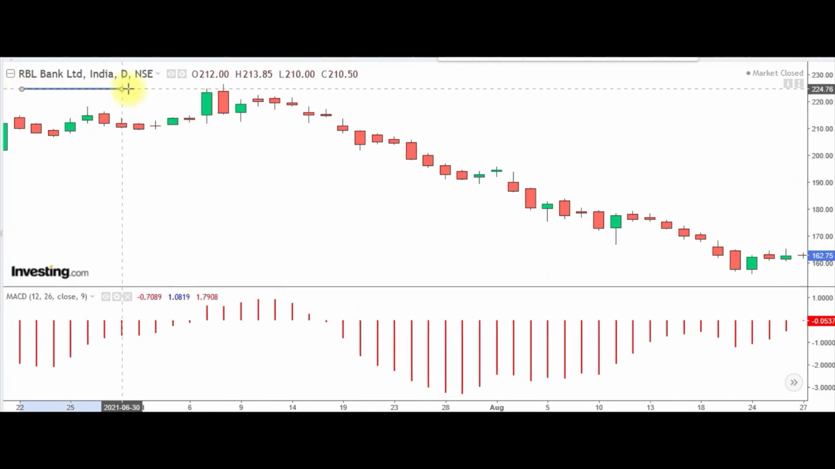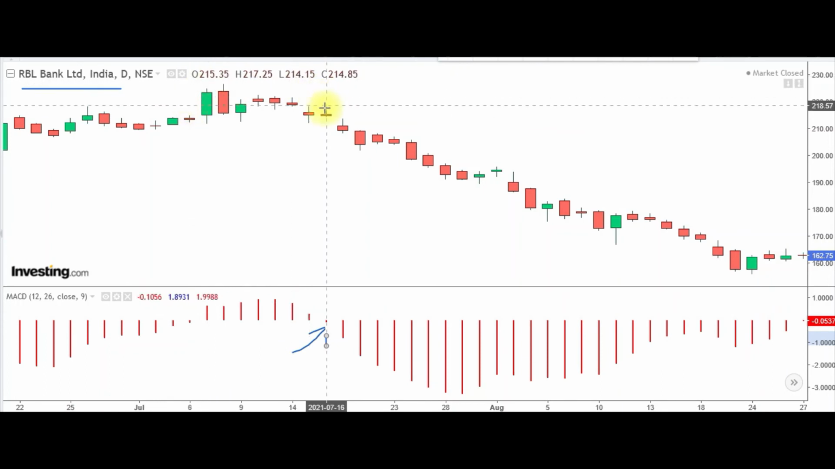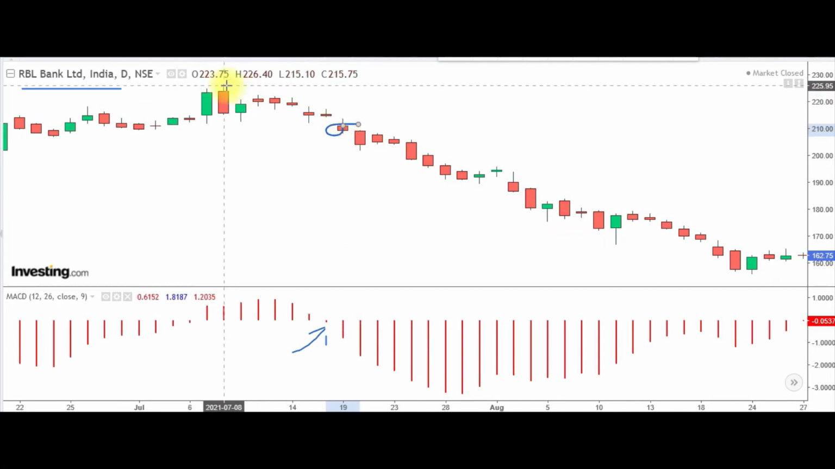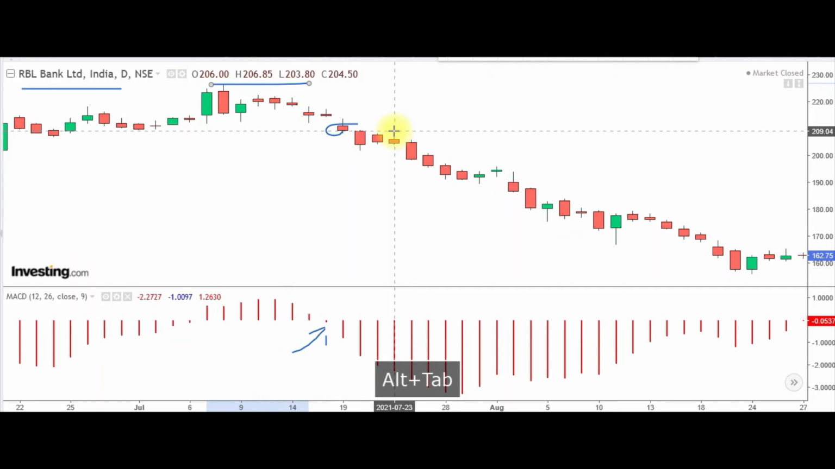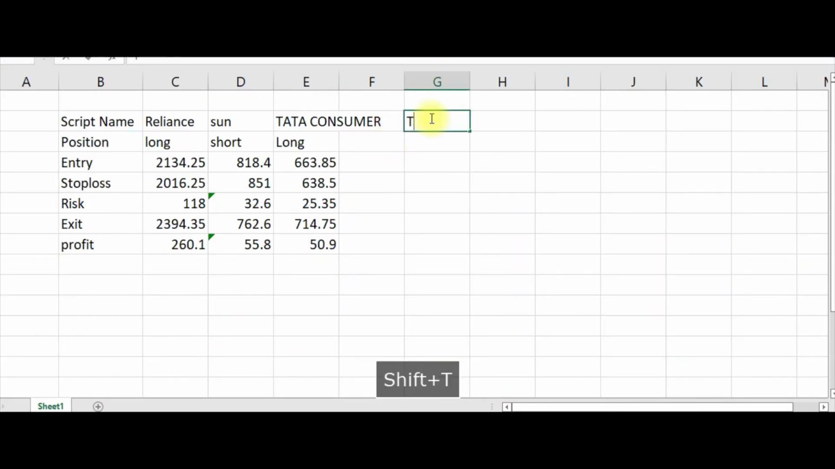Now this is a daily chart of Ratnakar Bank, and as you can see here, this was the first line or the first bar of the histogram below zero. So assuming that you entered at this particular candle and the stop loss was this swing high, and you carried your position here, and since it was making a lower high and a lower low, you kept your position. So let us see now what is the risk and the reward. This is Ratnakar Bank short.